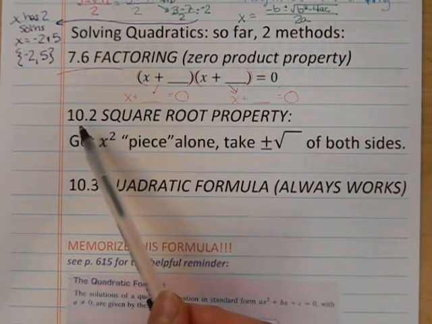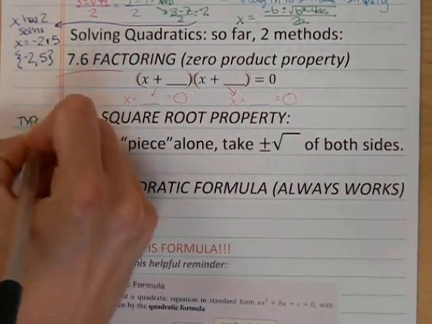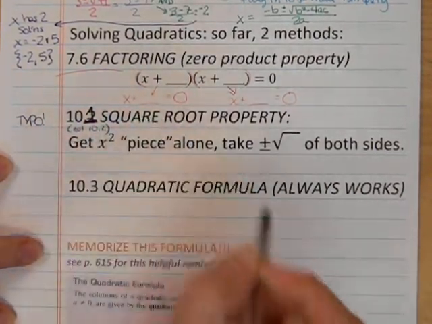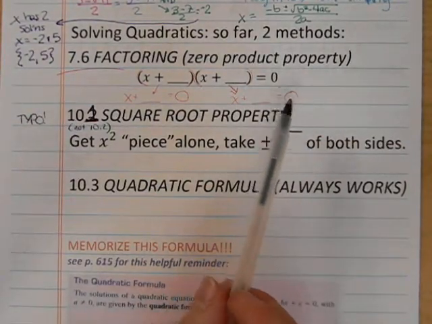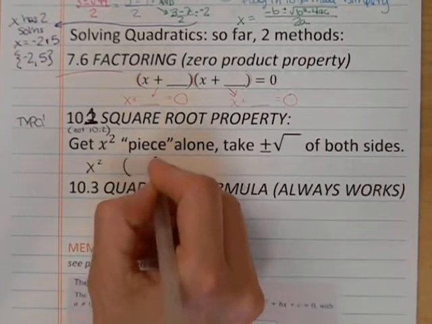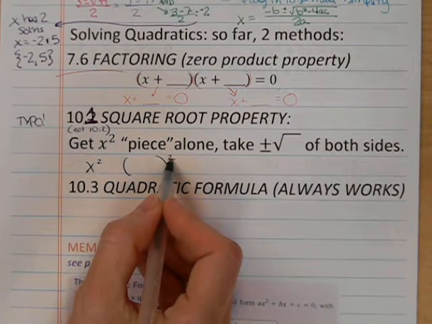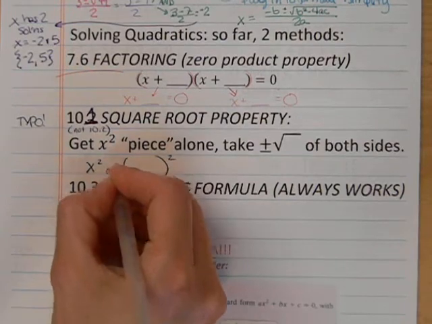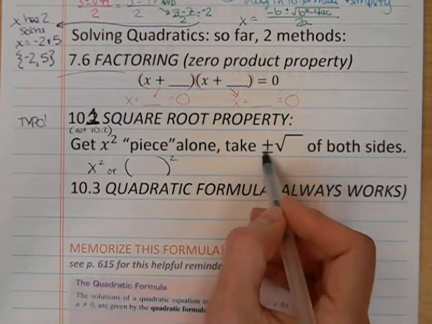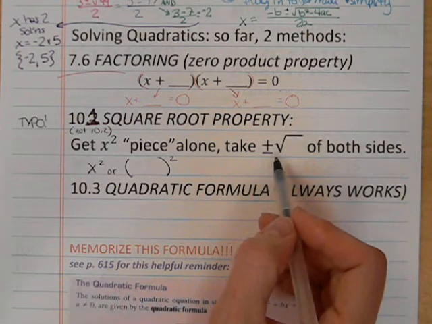So then in chapter 10, and actually this was 10.1, sorry about that typo there, should be 10.1, not 10.2. In 10.1, we looked at the square root property and said, well, if you can get the x squared piece, whether it be an actual x squared or a factored version, a perfect square trinomial, the factor squared, the squared piece alone, then you could solve by taking the plus or minus square root of both sides. And again, the plus or minus allowed us to find both of those answers for x. And that's how we would solve some of them.